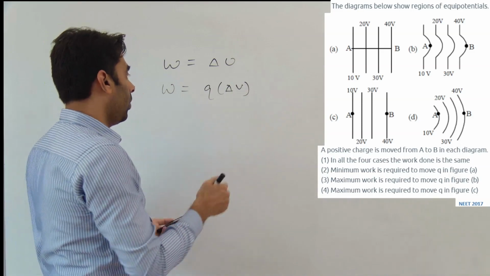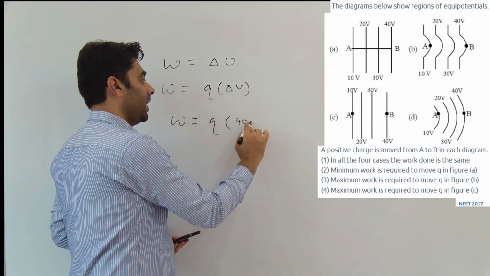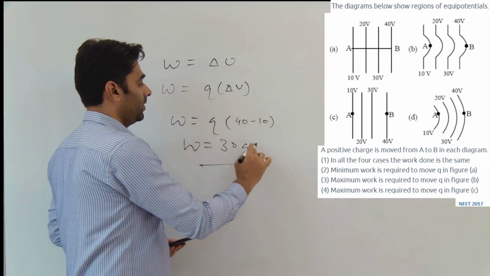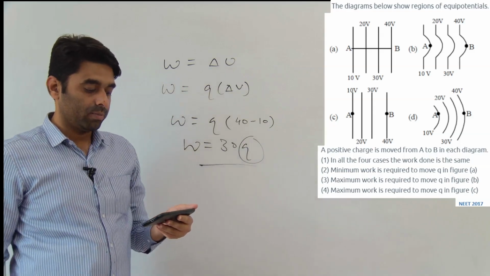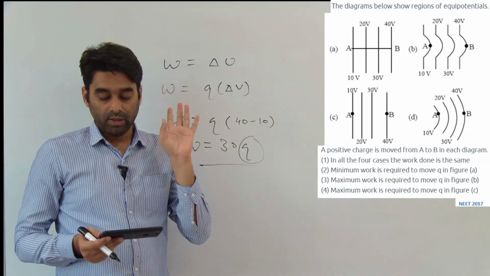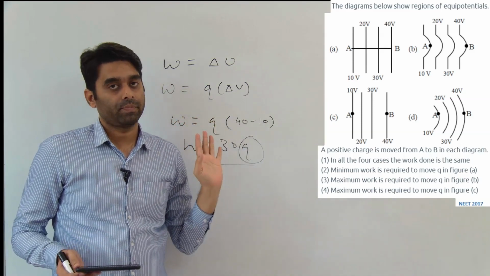That implies for all of them we will get Q into final minus initial, 40 minus 10, which will give us 30 Q. This will be the work done whenever a positive charge Q is moved from A to B. So this is the work done in all of them. So what is our answer? Answer will be 1. In all the 4 cases the work done is the same.